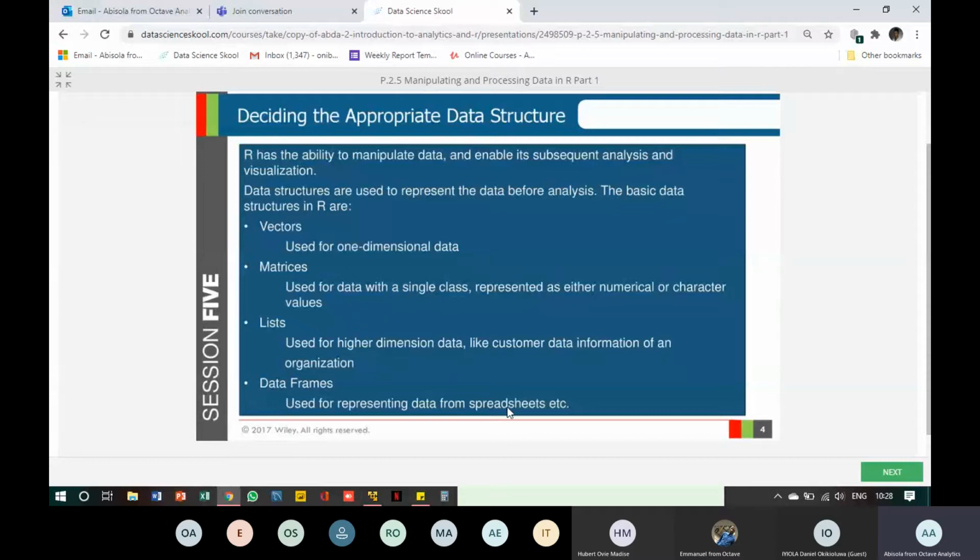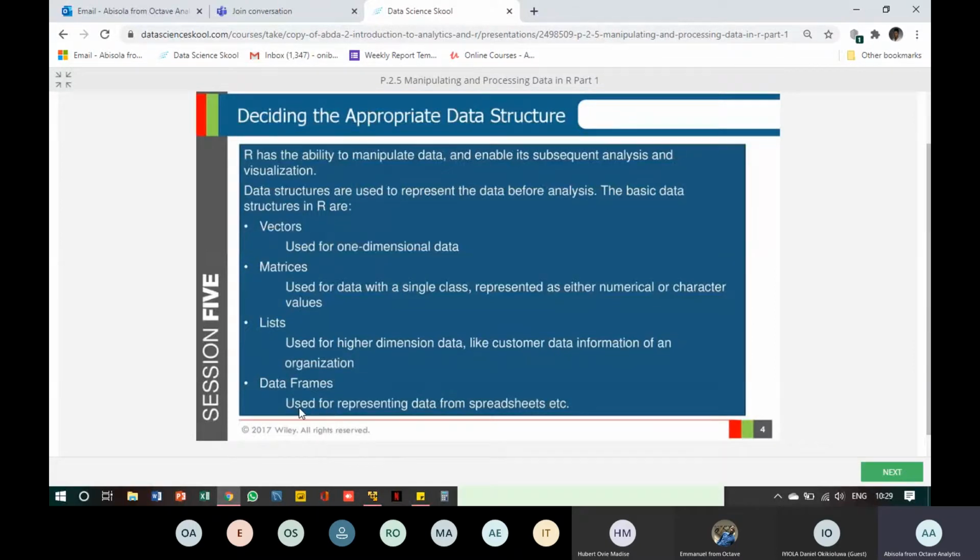Then we have lists. Lists are used for higher dimensional data. For example, you want to have a column showing say 1,000 entries. Lists are very good for that. You can also input any type of object into your list. List is not restrictive. While data frames are like an advanced version of lists.